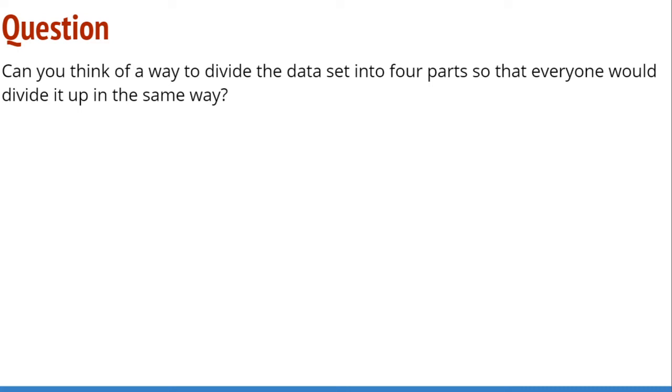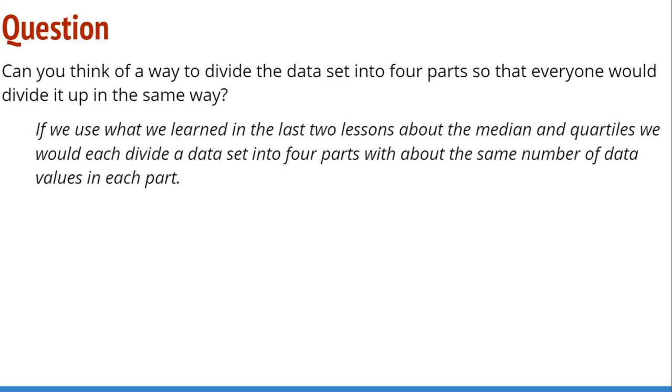Question: can you think of a way to divide the data set into 4 parts so that everyone would divide it up in the same way? Is there a way to do this so that everyone's dot plot would look the same, or their groups from the dot plot would look the same?